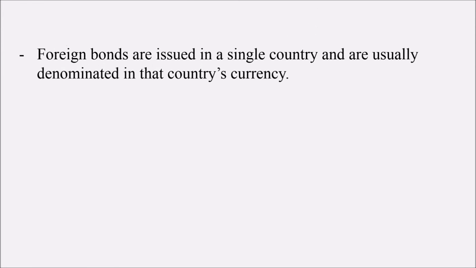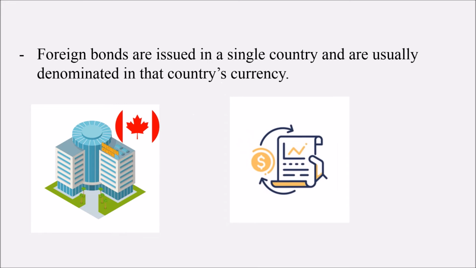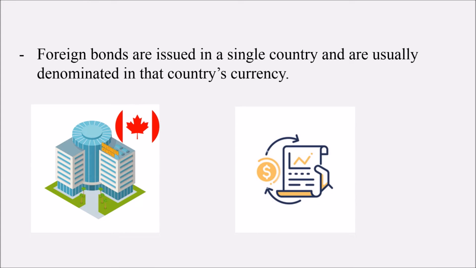Foreign bonds, unlike Eurobonds, are issued in a single country and are usually denominated in that country's currency. For example, a Canadian firm might issue yen-denominated bonds in Japan.